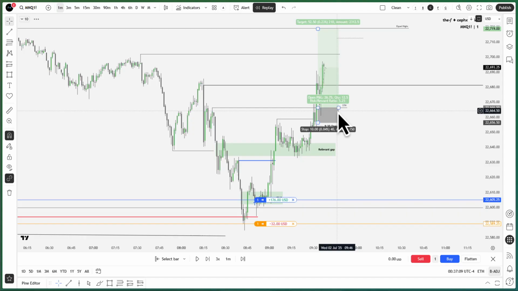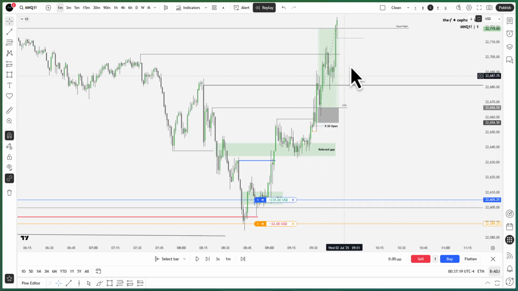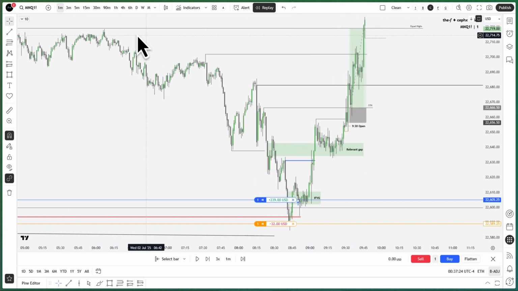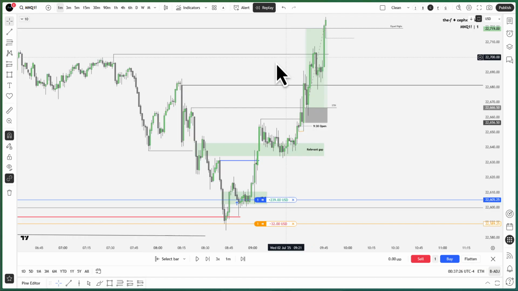But this is the entry, trading higher. I'm yapping too much. And then I took partials here, 50% partials, and then trading higher right there. And one candle right through the equal highs, daily objective met.